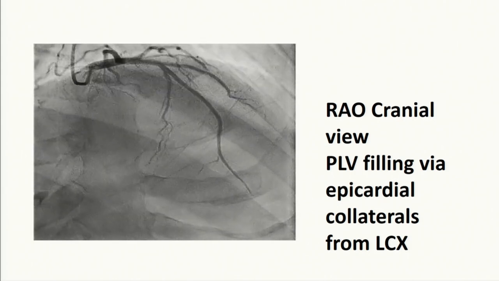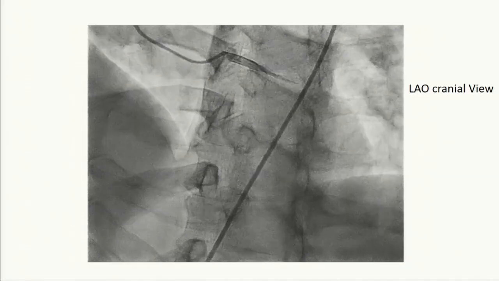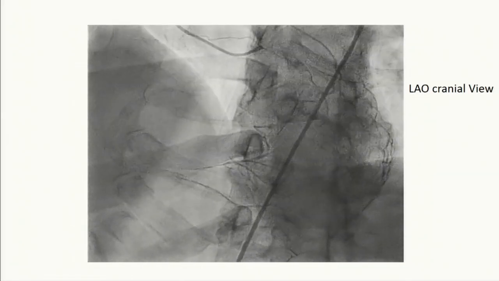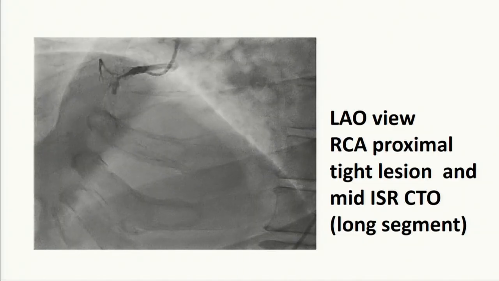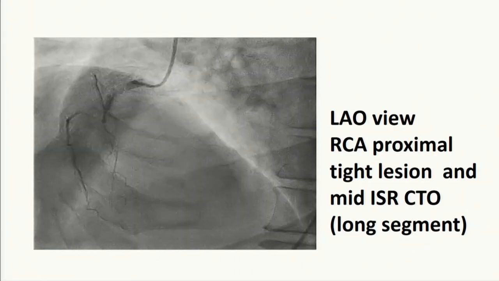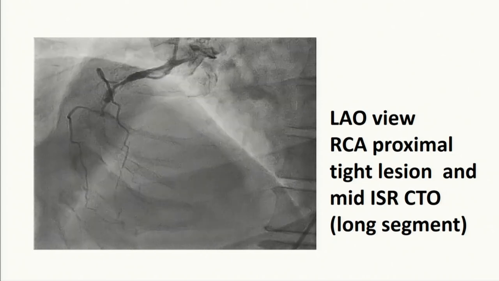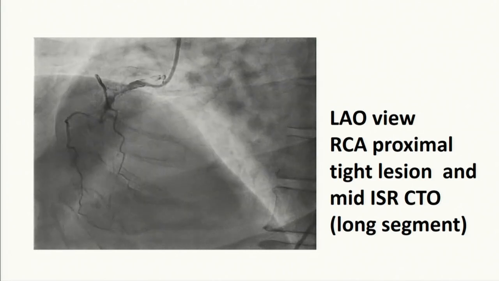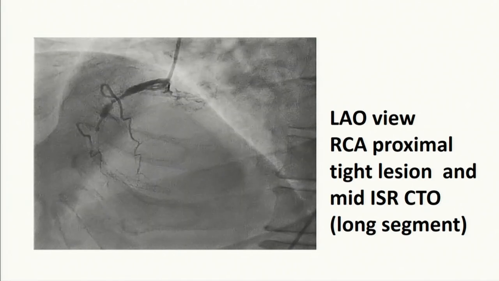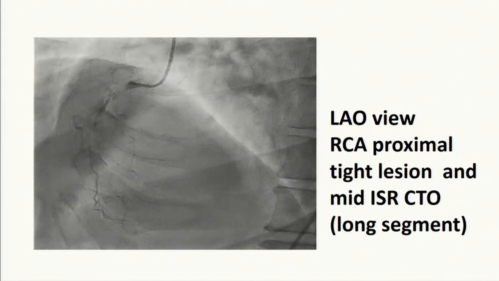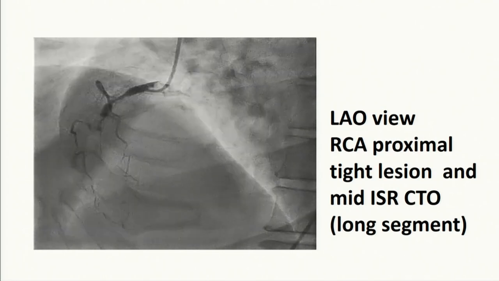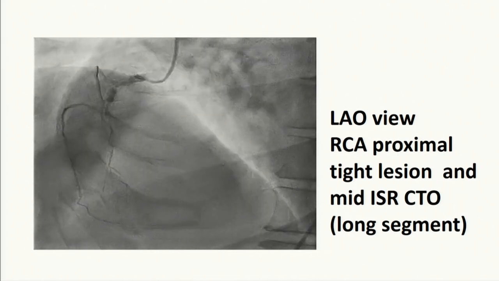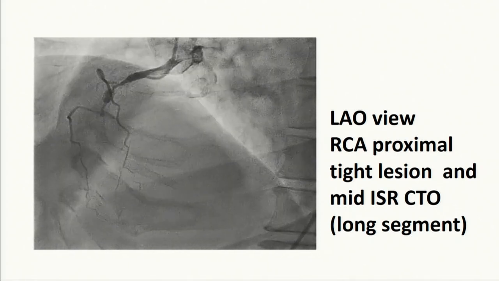Here is the RAO cranial view, which again shows distinct septal collaterals from the LAD to the PDA. This is an LAO cranial view, again showing the same. In the RCA CTO, there is a proximal tight lesion with a significant mid-segment CTO. This is an ambiguous cap with bifurcation of the RV branch and a long segment CTO, which qualifies it as approximately a JCTO score of 2.